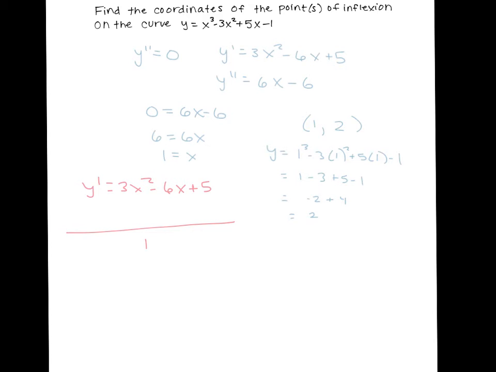Remember that before, when we used the sign test with the first derivative, we were looking for it to either be positive slope and then negative slope, and that would give us a local max, or negative slope and positive slope, which would give us a local minimum. But in order for it to be an inflection point, it should give us either a positive slope and a positive slope, or a negative slope and a negative slope. So we're going to go ahead and pick a value to the left. I'm going to pick 0, and a value to the right, I'm going to pick 2. And we're going to check it out. So we're plugging that into our first derivative.